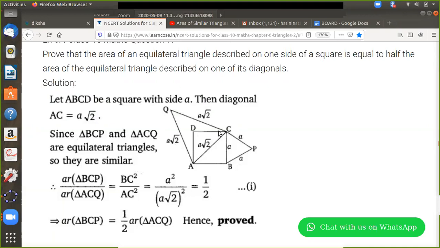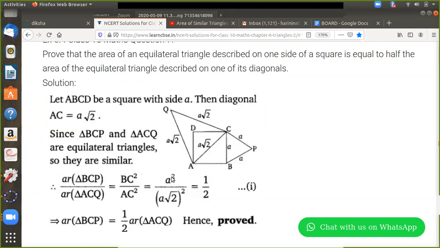Area of triangle BCP, the smaller one, divided by area of triangle ACQ will be equal to BC by AC, the whole square. BC is the side of the first triangle, AC is the side of the second triangle. So it will be BC, which is nothing but BC into BC, that is A into A. And AC square will be A root 2 into A root 2. So root 2 into root 2 will be 2. A into A will be A square.